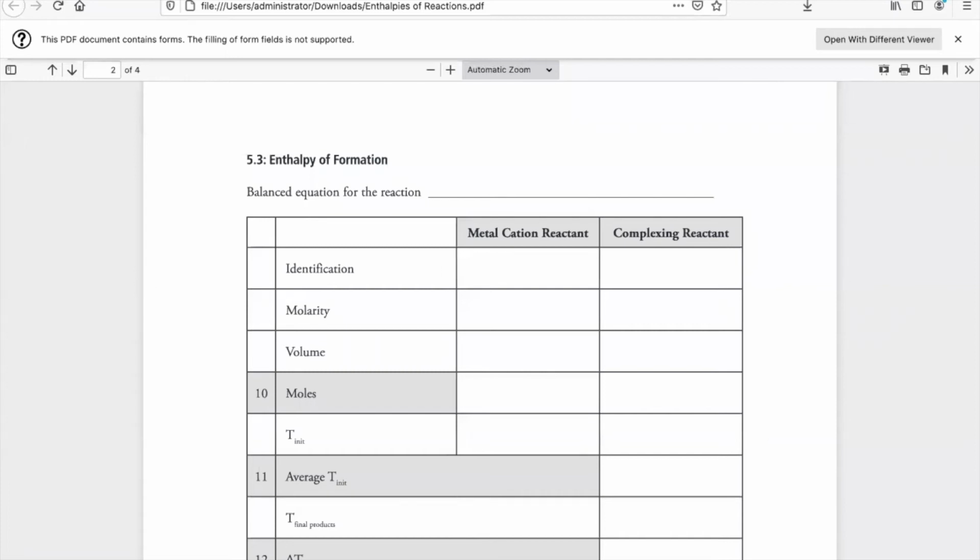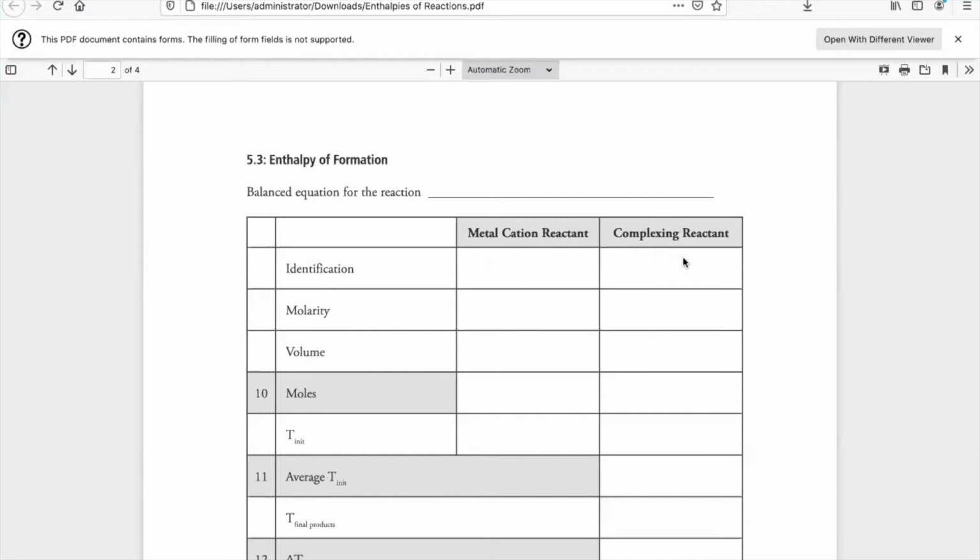Let me just bring my data sheet right here. And we will start off by identifying the metal cation. Quite often when we do this face-to-face, students fail to identify what I'm looking for. When they say metal cation, and then when they say complexing reagent, by that you should know what we are looking for here. We just went through the net ionic equation, read that section in order to know which one is which.